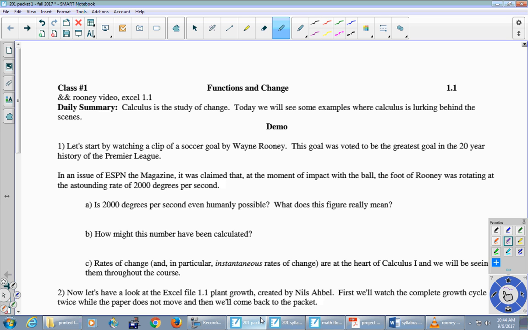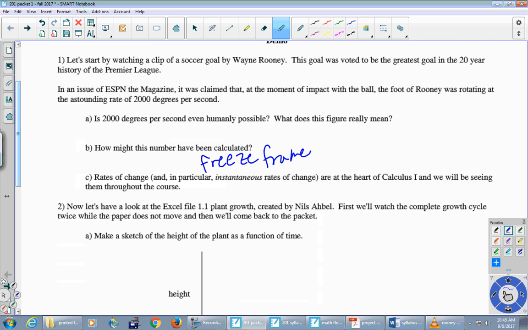Okay, so how might this number have been calculated? Maybe by freeze frames or smaller and smaller moments of time, just really honing in on the one moment we're interested in. That was the moment of impact. And here in part C, I'll add one more thing here, tiny time intervals.